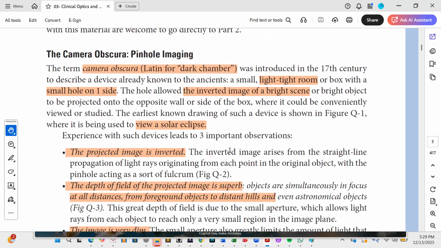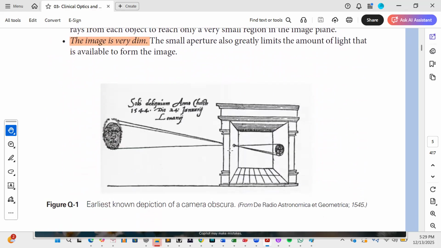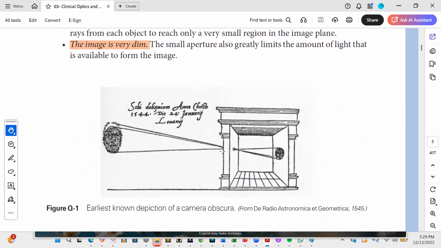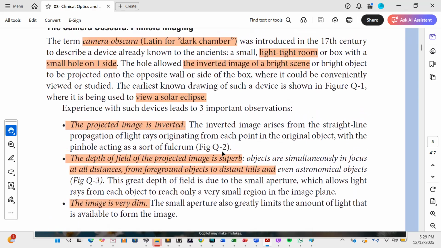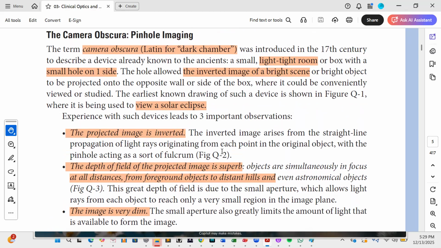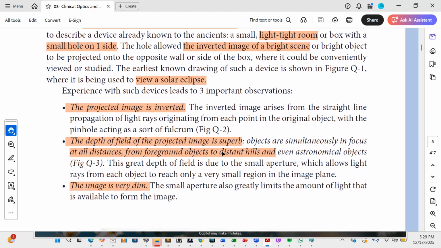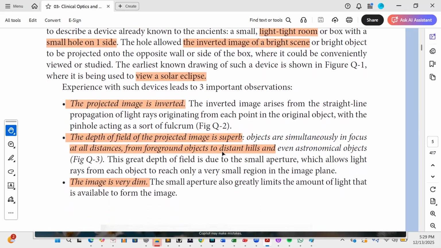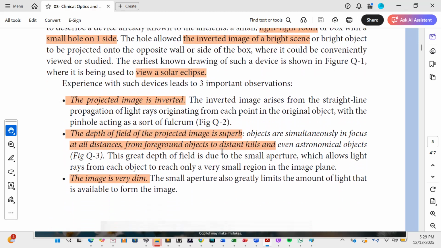The camera obscura is actually a device that consists of a small light-tight room or box that has a small hole on one side. Can you see the box? The hole serves as a pinhole, and of course the hole allows the inverted image of a bright scene or a bright object to be projected to the opposite wall or side of the box, where it can be conveniently viewed or studied. The idea is just to at least have an idea of the characteristics of the pinhole. From there, they were able to discover that, of course, the projected image is inverted.